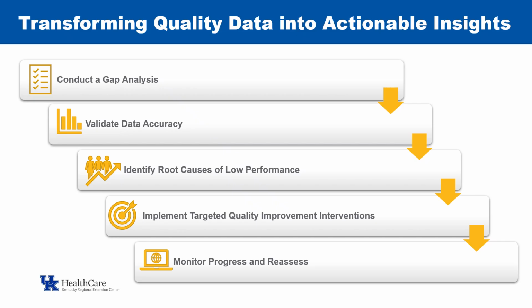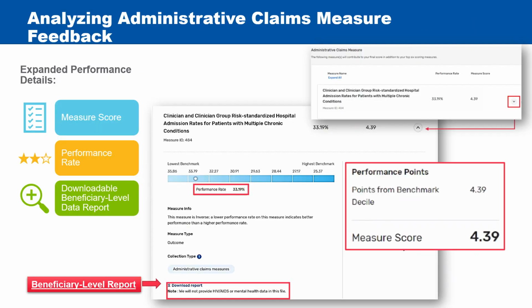Revisit the QPP feedback report annually to measure your progress from year to year, and adjust your interventions based on any new benchmarking, which can change annually, or any type of measure change. So as you move through your quality feedback report, you may or may not see information on administrative claim measures. So if you have an eligible clinician who has met the data and patient volume requirements for an administrative claim measure, then you will see that scoring feedback and details.